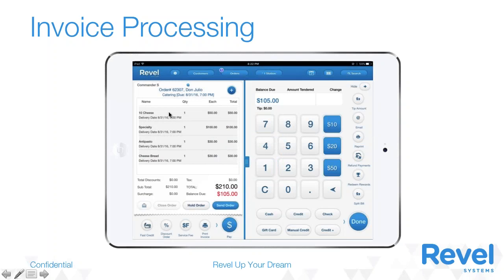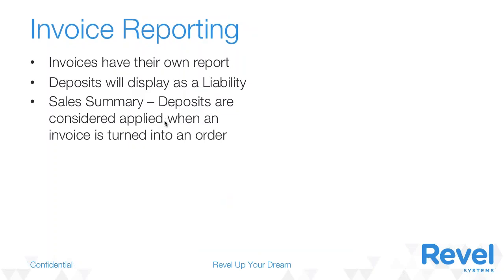Once I do, you'll notice at the top of the order ticket, it indicates that you're back in order mode. And now I can accept full payment. So I'm indicating here I'm accepting the rest of the balance. My balance is now 0, and I'm closing out the order so that it shows up correctly in reporting.